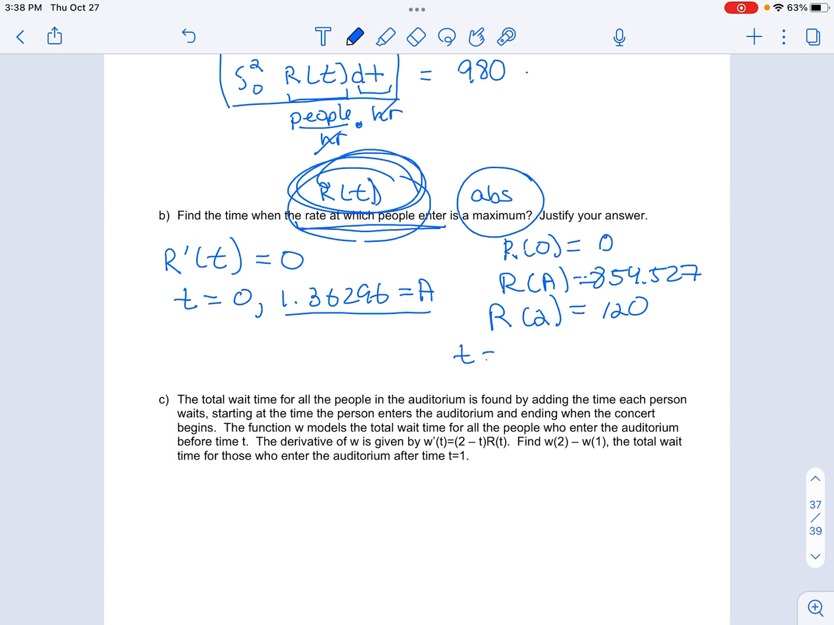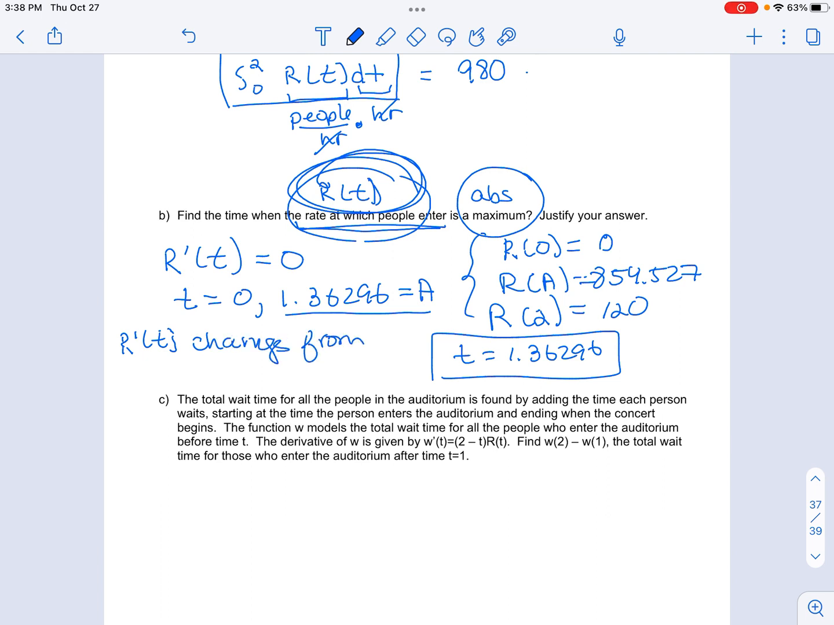So the time would be at 1.36296, and this is when the maximum occurs. This is enough justification for this problem. The other way you could justify this problem is you could say R prime of t changes from positive to negative at t equals 1.36296. Now this justification is typically for a local max, but in this problem, since there was only one critical number, if the graph goes from positive to negative, the local max also happens to be your absolute. So that's the only reason this justification works here.